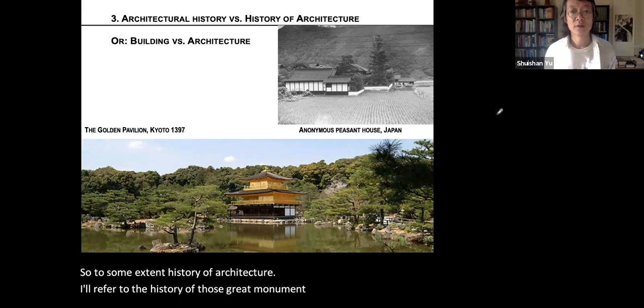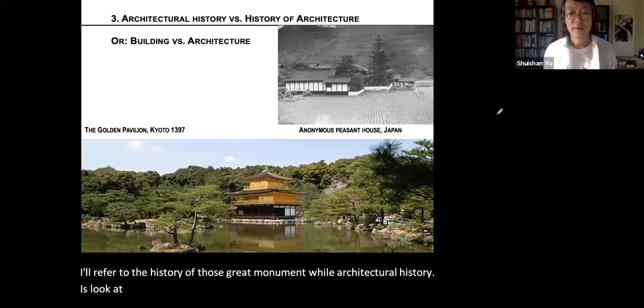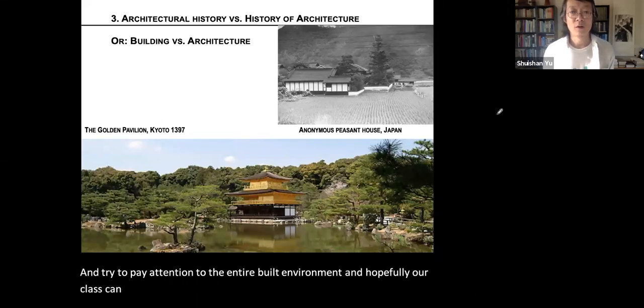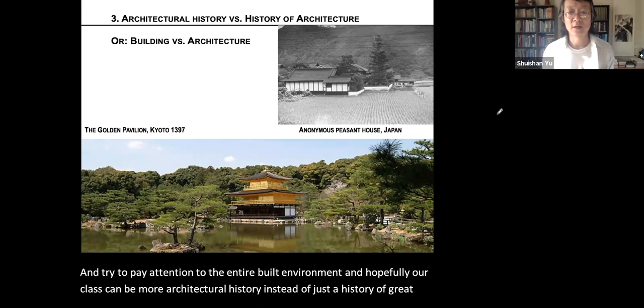So to some extent, history of architecture refers to the history of those great monuments, while architectural history looks at history architecturally and tries to pay attention to the entire built environment. And hopefully our class can be more architectural history instead of just a history of great monuments of architecture with capital A.